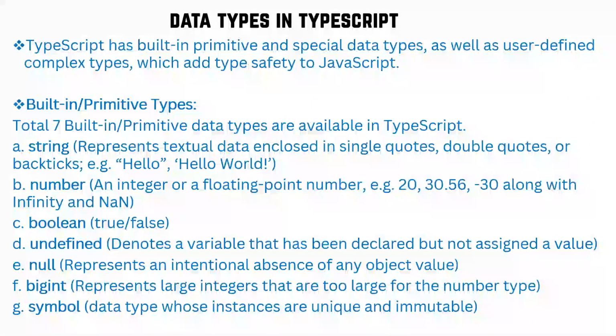So let's talk about the string data type. What is a string? A string is alphabetical characters, any kind of numeric value, or special characters, all of which can be treated as a string. We can write it with a single quote, double quote, or backtick sign. That will be covered in the next session.